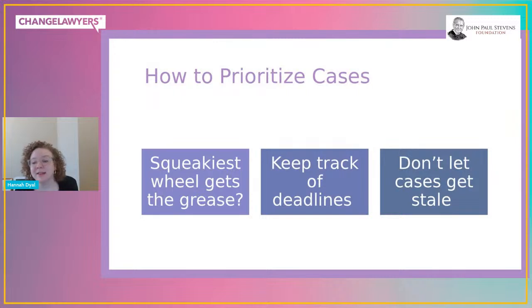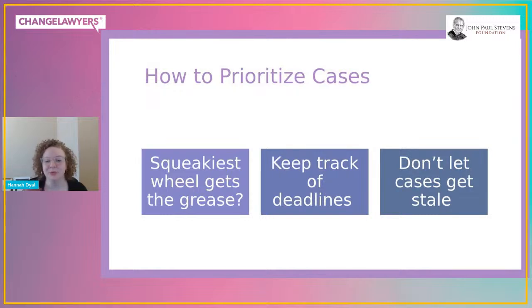So, how to prioritize cases. Another thing that one of my mentors told me when I first started practicing was, don't let the squeakiest wheel get the grease. You will have clients that call you twice a week, and then you have clients who do not call you at all because they expect you to call them. Maybe the client's calling you twice a week because their case is moving very quickly, but don't let the fact that they're calling you push them in front of someone who actually has a more urgent matter than they do, just because that person is trying to be respectful of you and is not calling you.